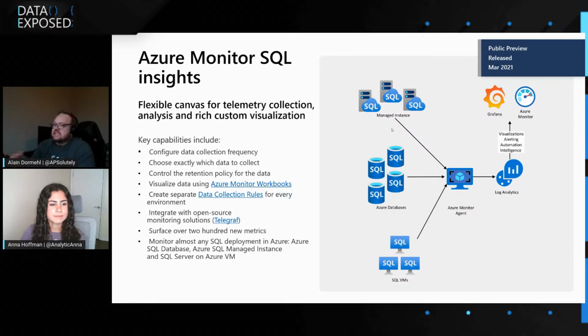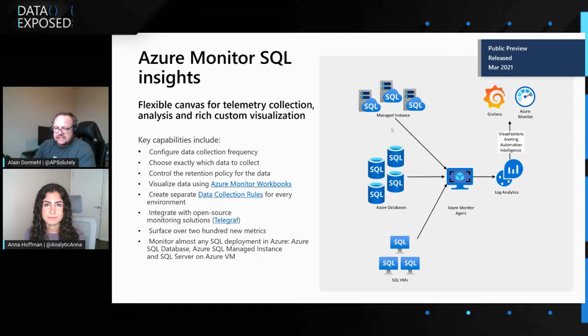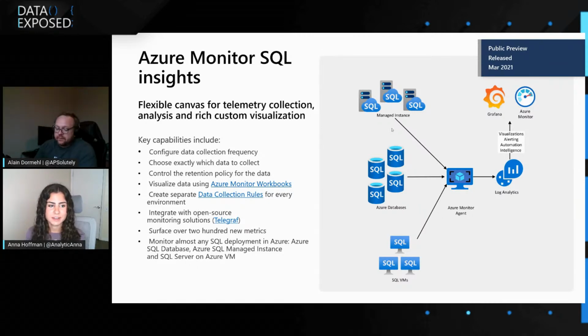If you look at diagnostic settings, if you look at metrics and all of these things, I think all up the grand total number of pieces of telemetry that we share throughout those products is just under 100. With SQL Insights out of the box, you're getting access to over 200 different pieces of telemetry, right? So it's very different.